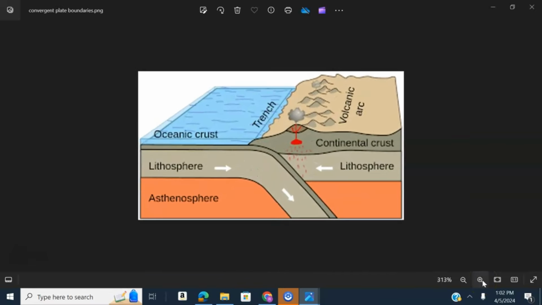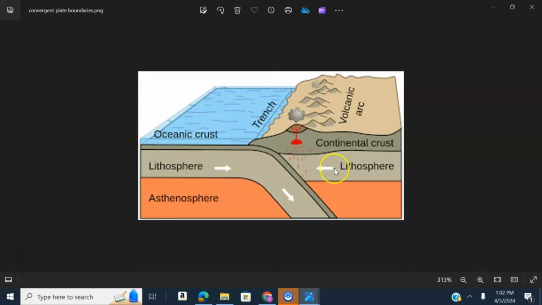Let's just look at convergence. So at convergent plate boundaries, this is where you have two plates that are colliding with each other or moving towards each other, resulting in features such as volcanoes or fold mountains. In this case, you have the two plates coming towards each other. In this case, one is being subducted beneath the other.